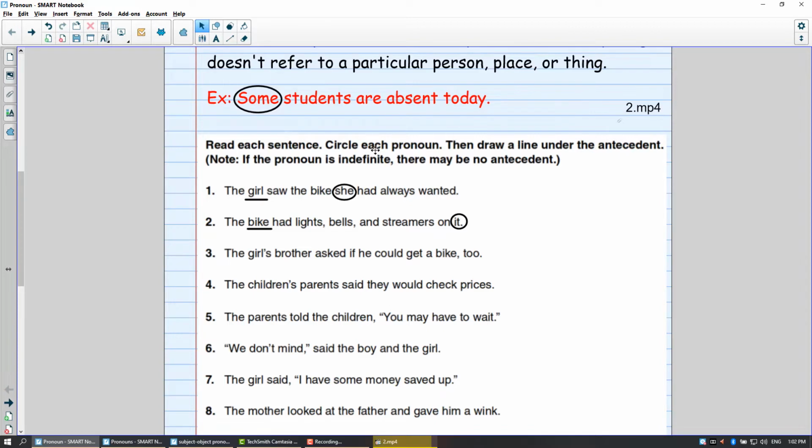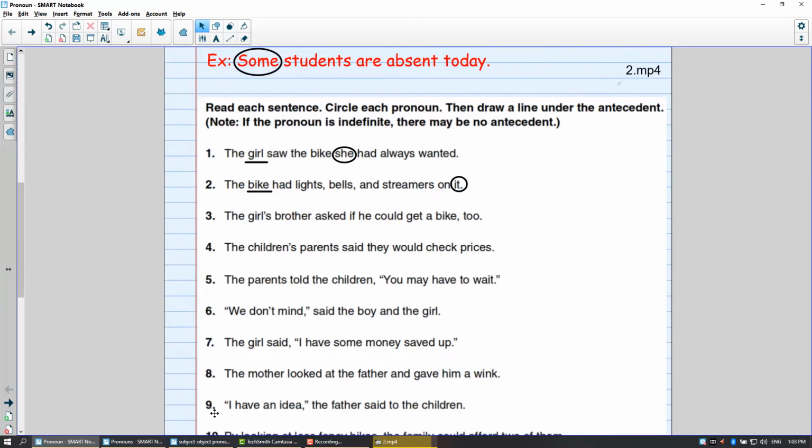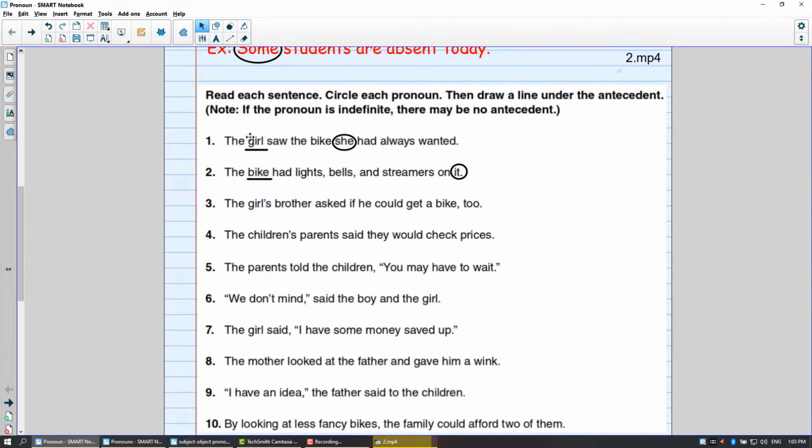Read each sentence, circle each pronoun, then draw a line under the antecedent. And note, take care, if the pronoun is indefinite, there may be no antecedent. Okay? Let's see number one. The girl saw the bike she had always wanted. Here I answered number 1 and 2 for you as examples, and you have to answer from number 3 till number 10. Okay? Let's see the answer of number 1.